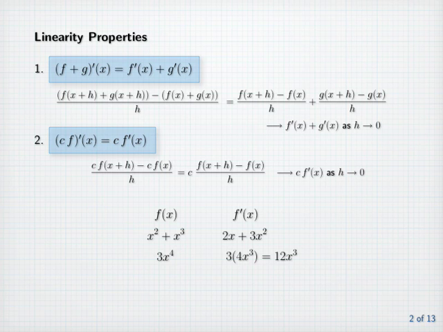Here's an example that combines both rules. The derivative of 3x squared minus x is 3 times the derivative of x squared minus the derivative of x, or 6x minus 1.